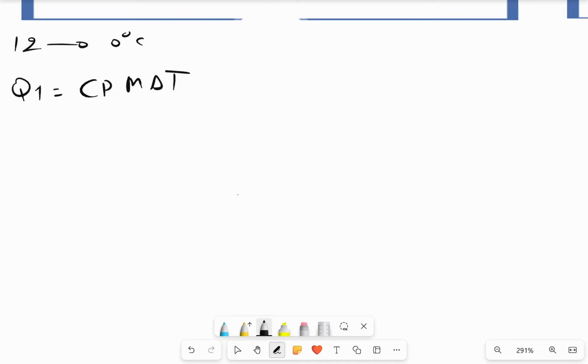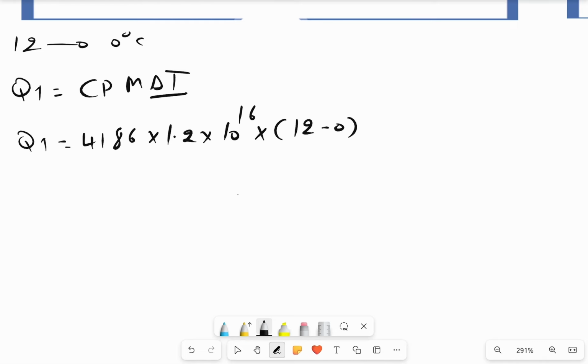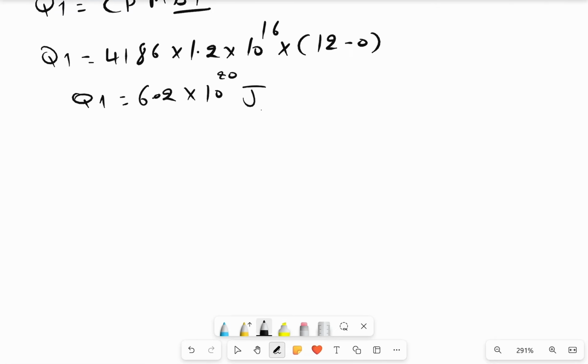Cp of what? Of course, Cp of the water. So Q1 is going to be 4,186 times mass, which is equal to 1.2 times 10 to the power of 16, times delta T, which is going to be 12 minus 0. Okay, then Q1 is going to be equal to 6.02 times 10 to the power of 20 joules. That is the first one.